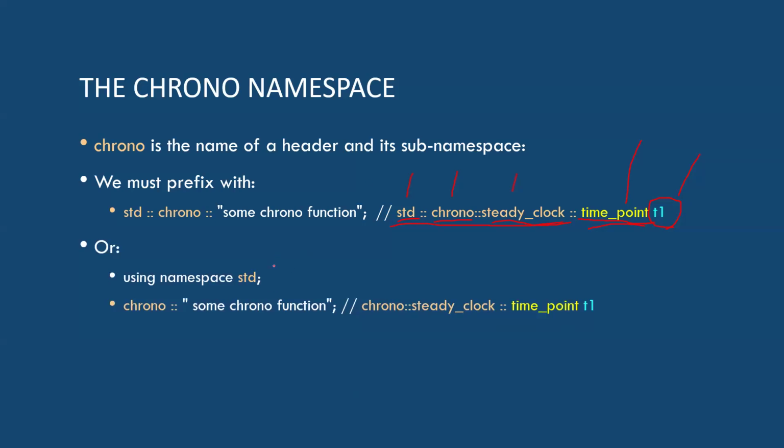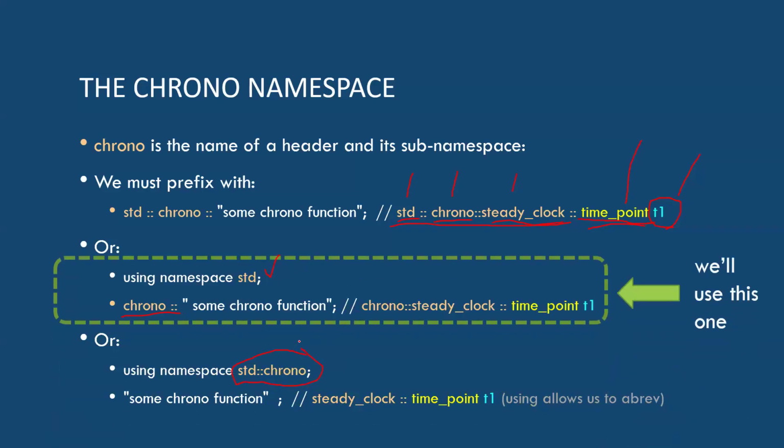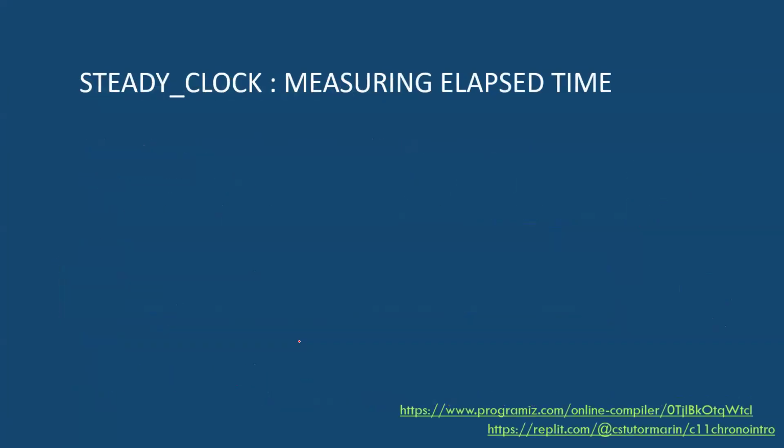But if we, of course, have our using namespace std, we can get away with just chrono, right? So we've taken the std off of there. Or we can narrow our namespace if we want to, but that just might be a little too dangerous. So we're going to just kind of stick with using namespace std for today to kind of get ourselves warmed up, okay?